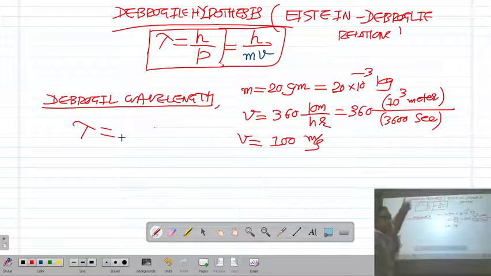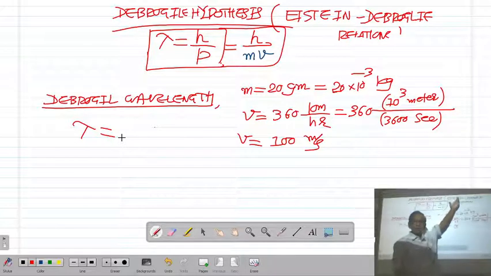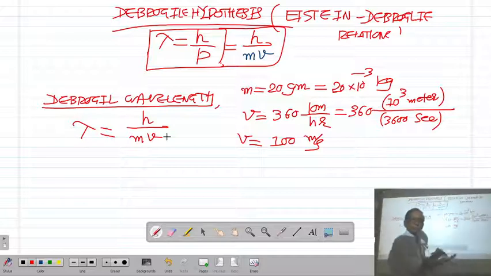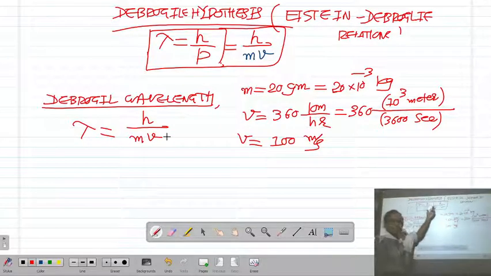Okay, what is the equation for the de Broglie wavelength? Lambda is equal to h upon p, or h upon mv. So let us calculate the de Broglie wavelength of the wave associated with the bullet. Lambda is h upon mv.